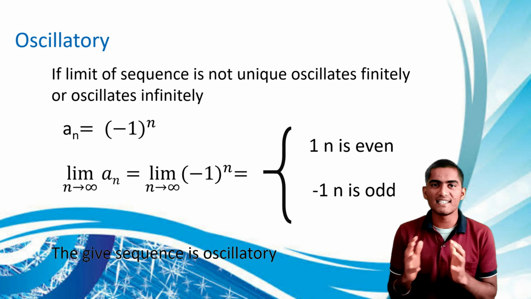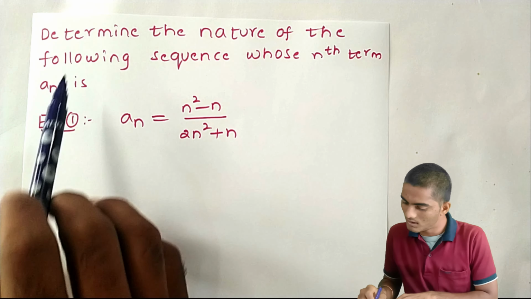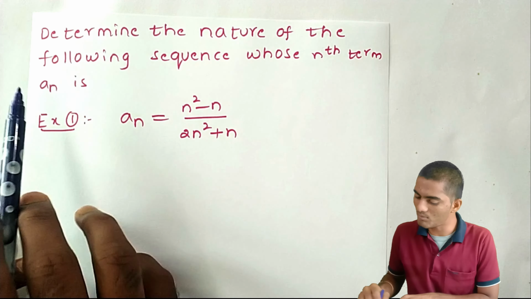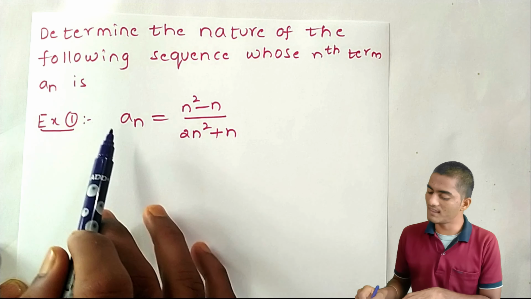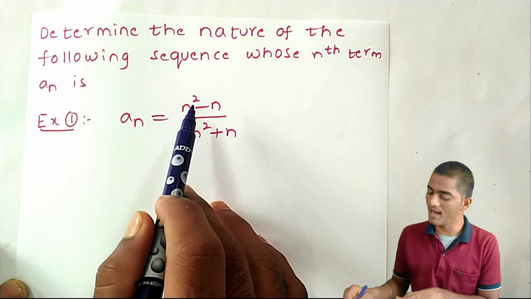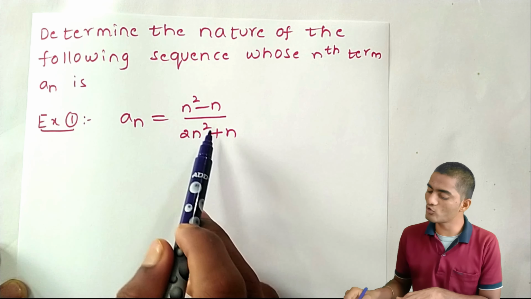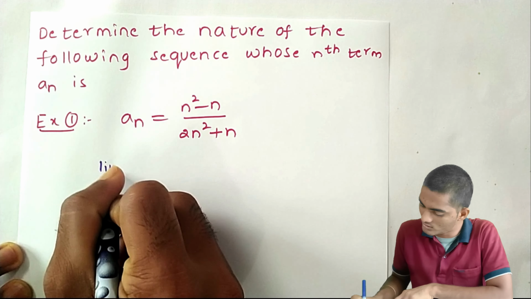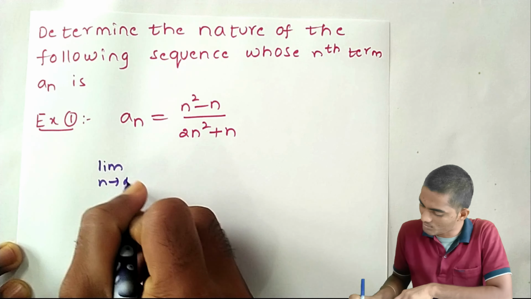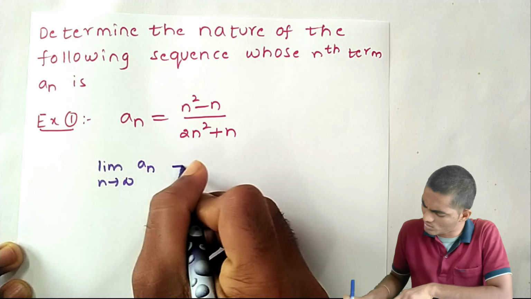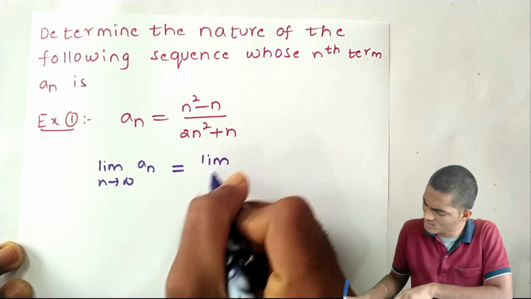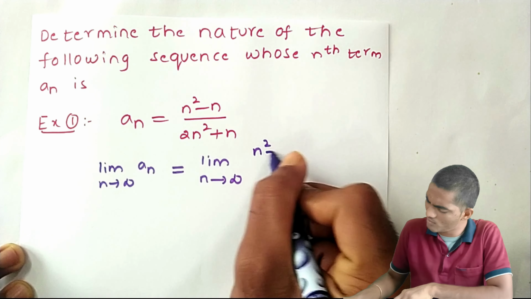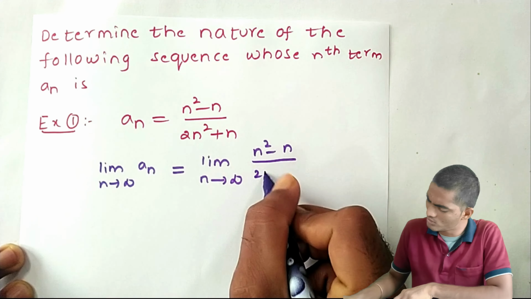Okay, let's see some problems. Determine the nature of the following sequence whose nth term an is. Here we have the nth term of the sequence an equal to (n^2 - n) / (2n^2 + n). Applying the limit to the nth term, an equals the limit as n tends to infinity of (n^2 - n) / (2n^2 + n).